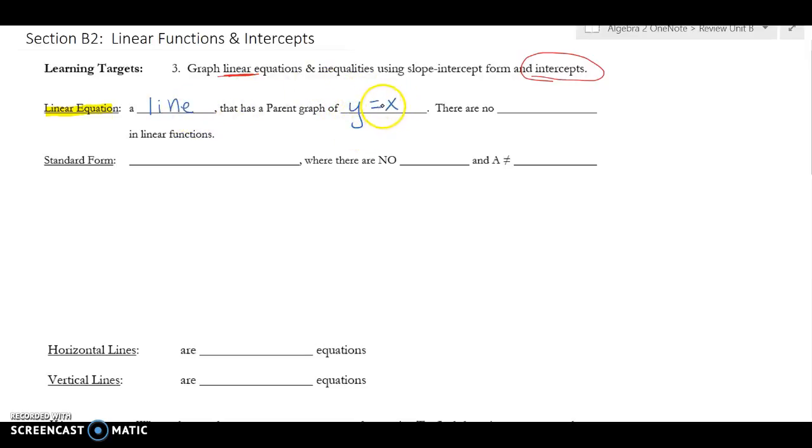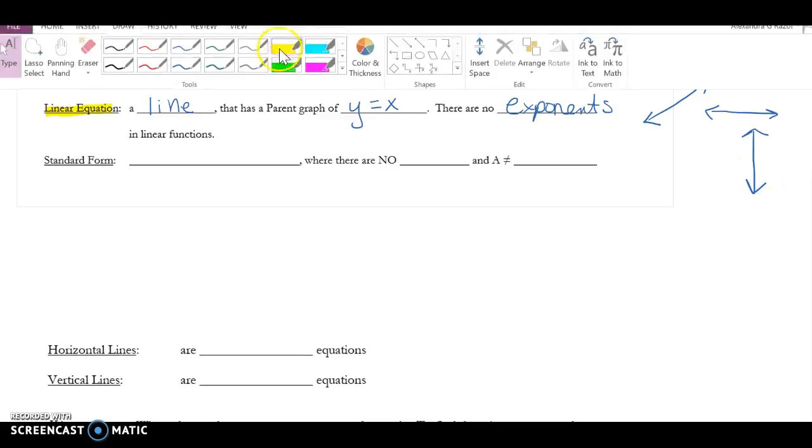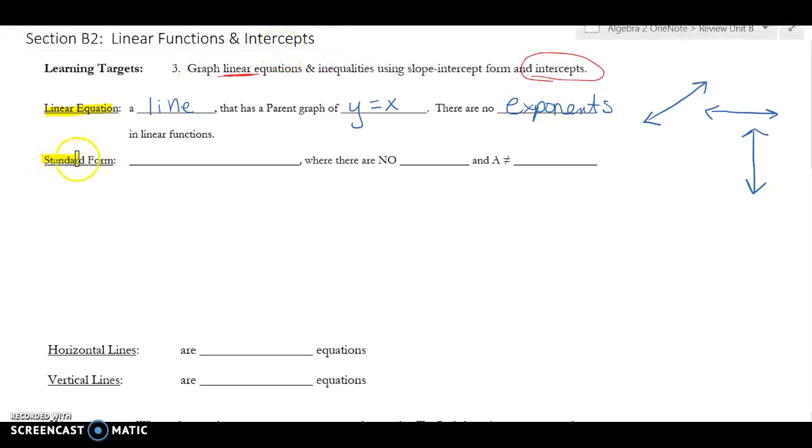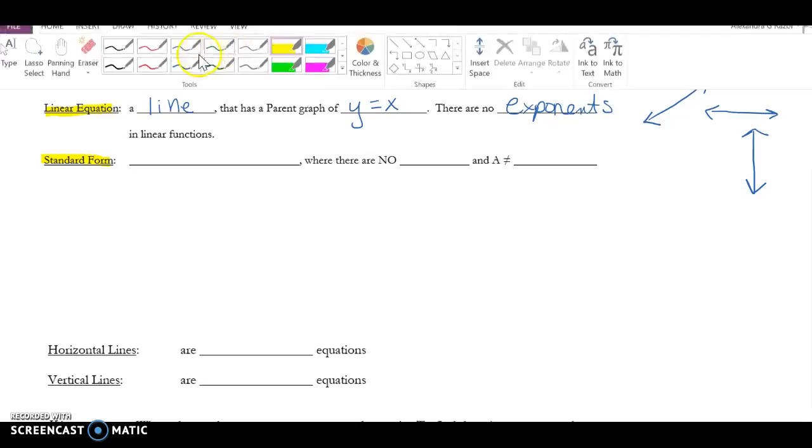We will not do many transformations of the parent graph for linear functions, but we will when we get to other functions. With linear functions, there are no exponents. Linear functions are lines. They can be slanted lines, horizontal lines, or even vertical lines. But there are no curves, they're going to be straight lines. For standard form, there are different forms you have to be able to recognize.